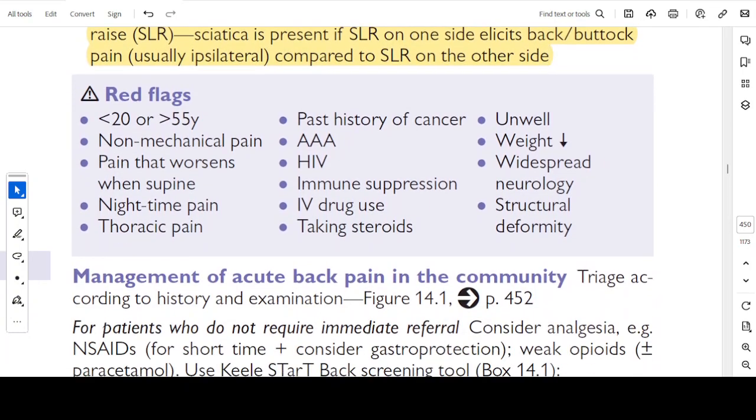Red flags. If the patient has low back pain plus red flags: less than 20 years or more than 55 years, non-mechanical pain, pain that worsens when supine, nighttime pain, thoracic pain, past history of cancer, AAA, HIV, immune suppression, IV drug use, taking steroids, unwell, weight loss, widespread neurology, structural deformity.